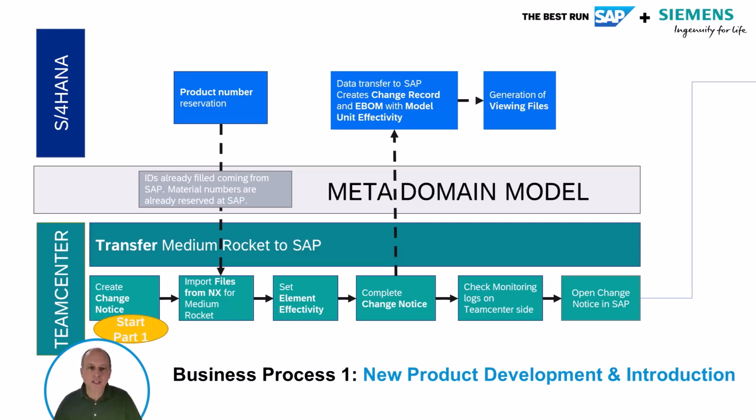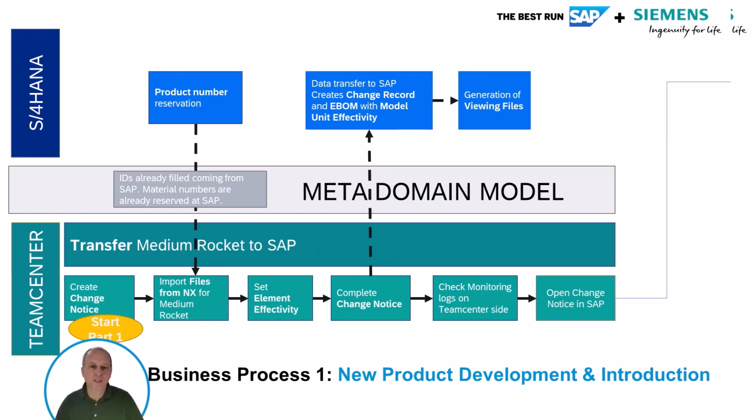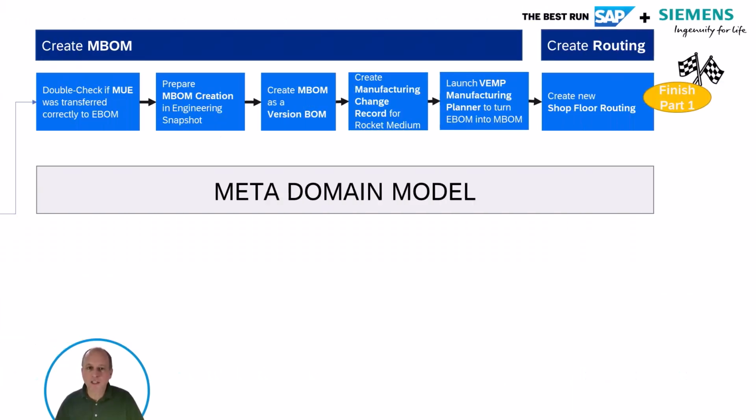As NX generates only JTs for parts and not for assemblies, the viewing file for the Visual Enterprise Manufacturing Planner, VEMP, is generated after the transfer by the Visual Enterprise Generator based on the part JT files and the transformation matrices of the BOM components. An engineering snapshot is created to prepare the handover. Based on this engineering snapshot, the planning scope for the VEMP is generated. In VEMP, the manufacturing BOM can then be defined visually based on the engineering BOM.